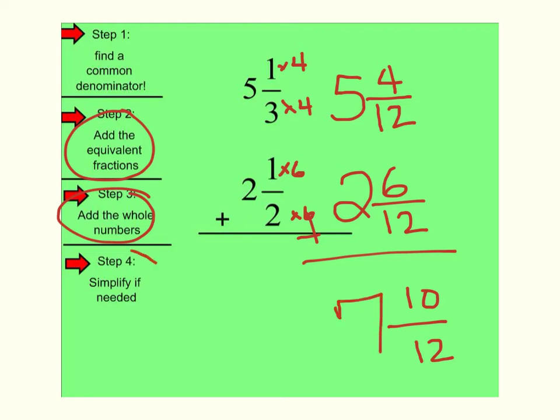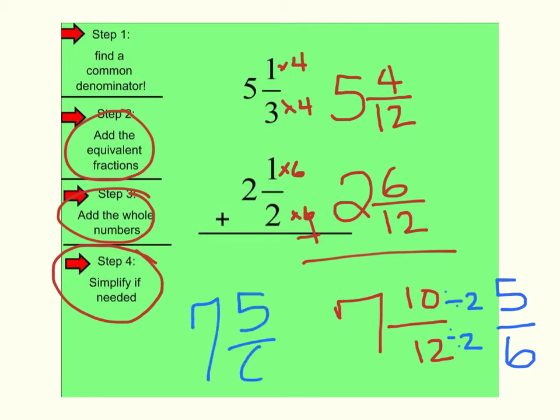Well, here's where the step simplify is very important. So I have to think, I can now simplify 10/12. I know they're both even numbers, so I could actually divide them both by 2. So I could do divide by 2, and I would actually get 5/6. So if I simplified in this case, my answer would be 7 and 5/6, which if you remember, is exactly the same answer that I had last time. The only difference is this time I had to simplify.